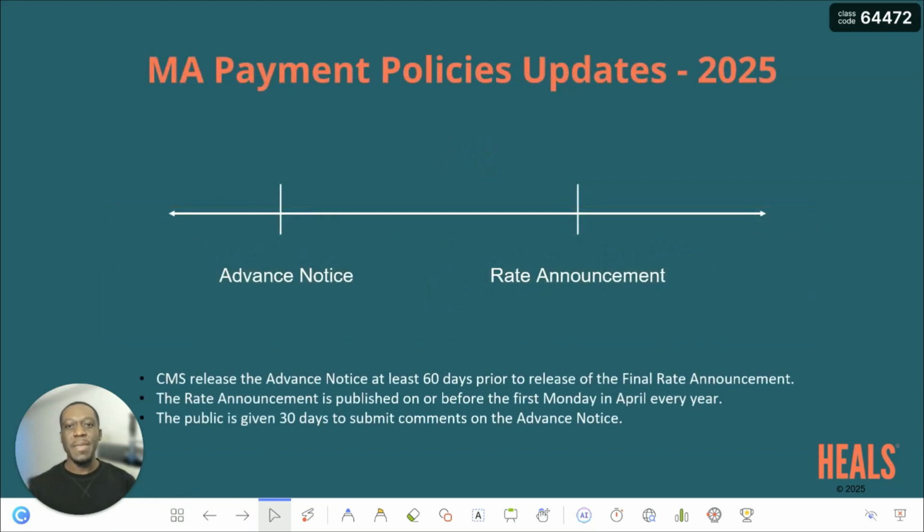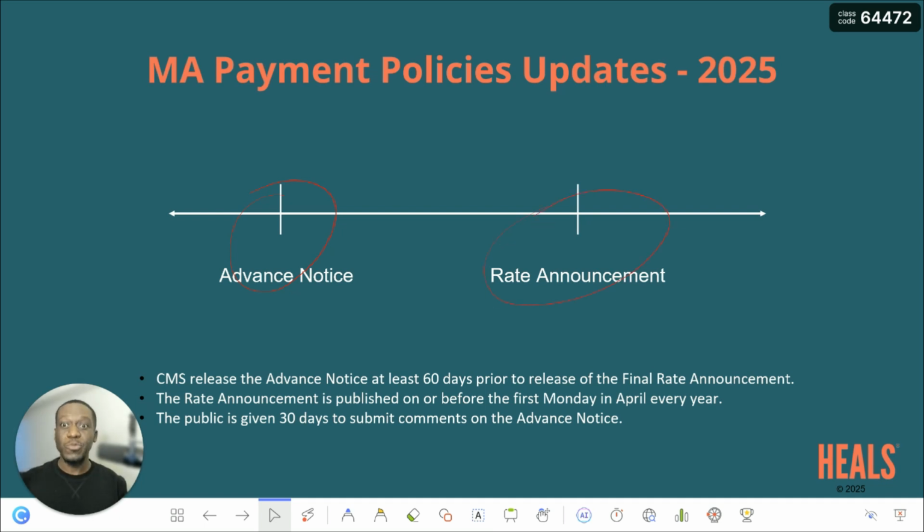We are looking at 2025 in terms of the calendar year, but for the payment policies, there's always a year ahead. So in this year, the payment policies are published for next year, calendar year or payment year 2026. And in this payment policies calendar, if you're very new to this, there are 2 key things you want to keep in mind: the advance notice and the rate announcement.